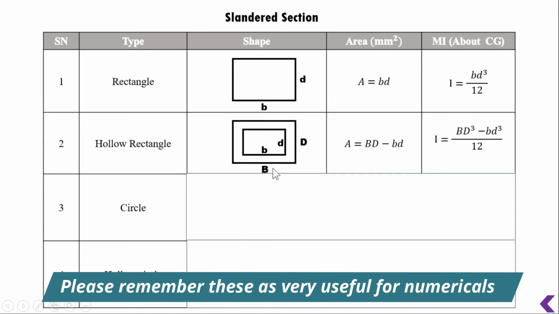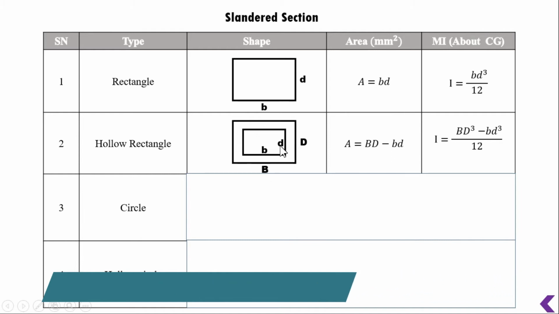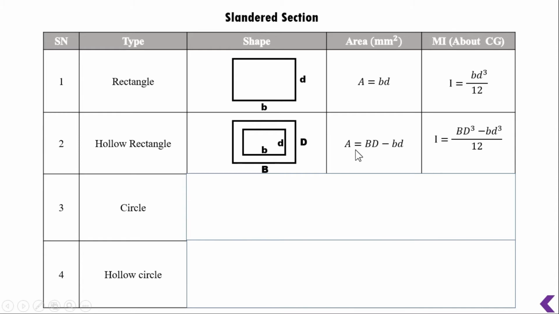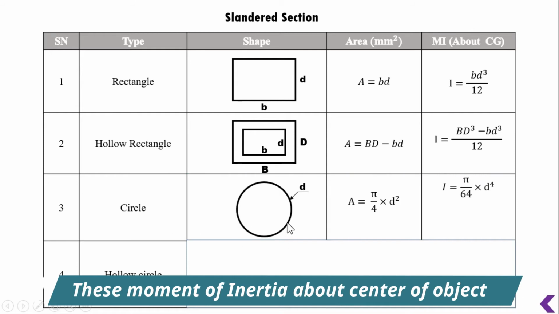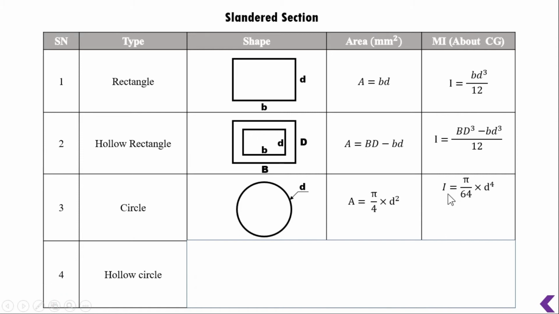Similarly, for the hollow rectangular section, capital B and D are the exterior sides of this hollow rectangle, and small b and d are the interior sides. So the area of this is capital BD minus small bd, and Ixx is capital BD cube minus small bd cube, divided by 12. Similarly, for a circle of diameter small d, the area is pi by 4 into d square, whereas the value of Ixx as well as Iyy is pi by 64 into d raised to 4.